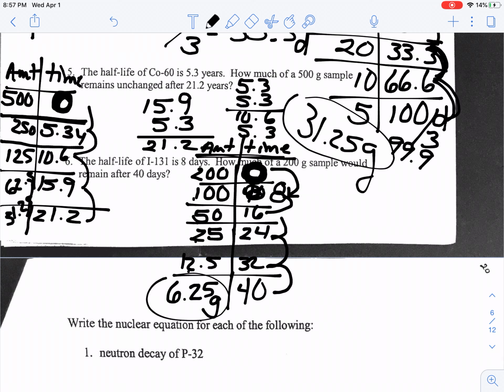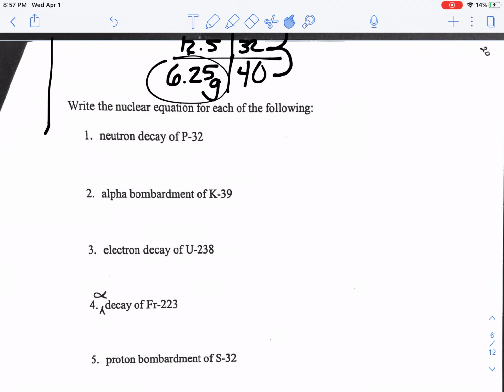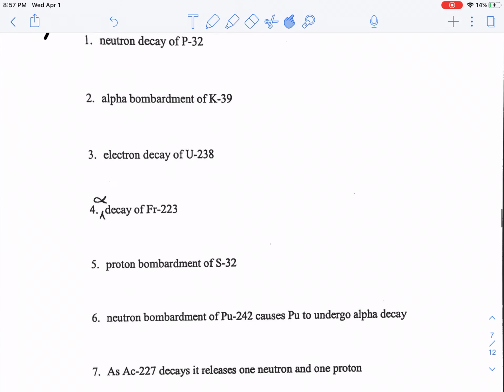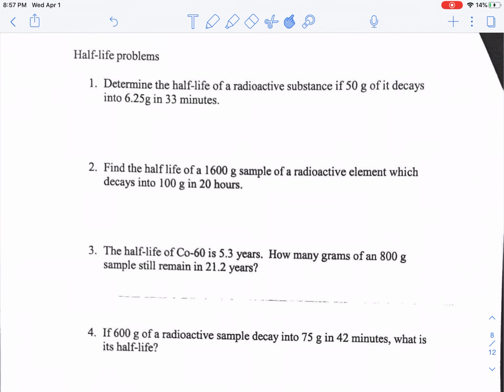Okay? So now on the next page is balancing nuclear equations, which you can try. And then the page after that is another page of half-life problems. So you can try those.